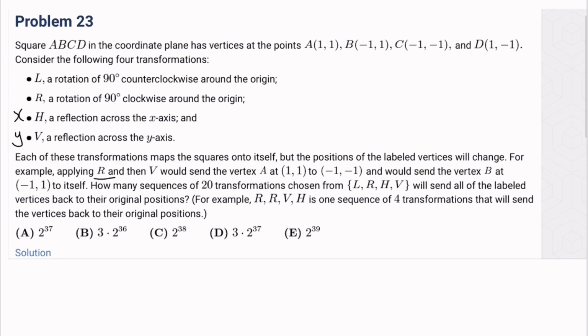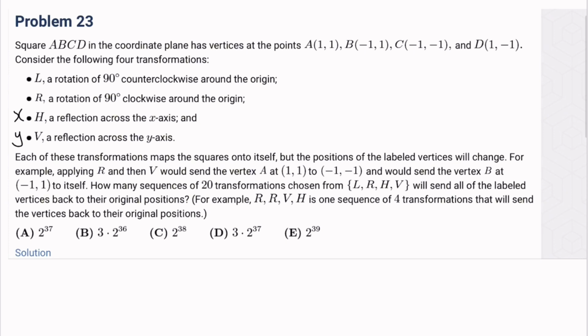For example, applying R and then V will send the vertex A at 1, 1 to negative 1, 1, and will send the vertex B at negative 1, 1 to itself. How many sequences of 20 transformations chosen from LRHV will send all of the labeled vertices back to their original positions? For example, RRVH is one sequence of 4 transformations that will send the vertices back to their original positions.